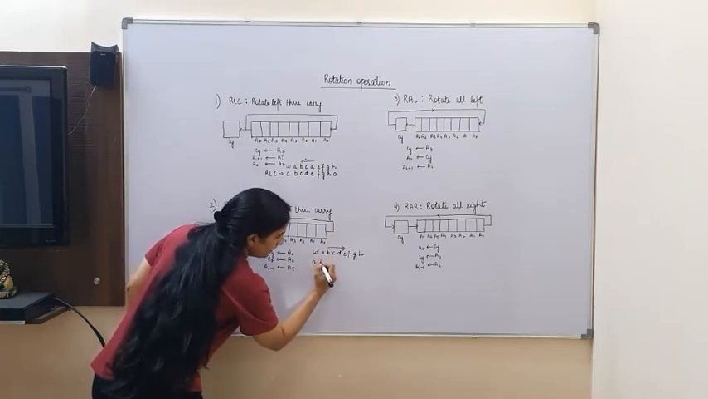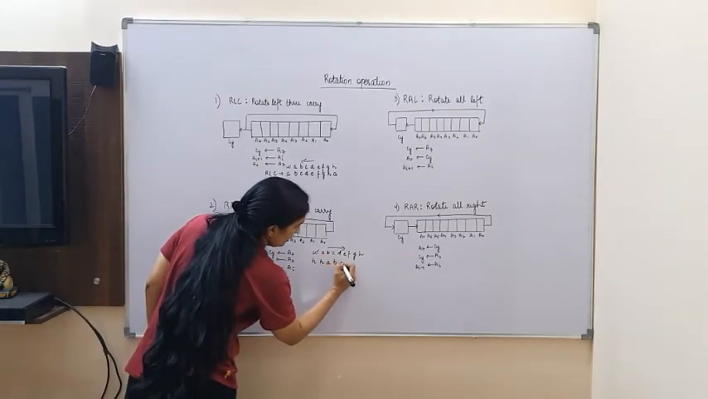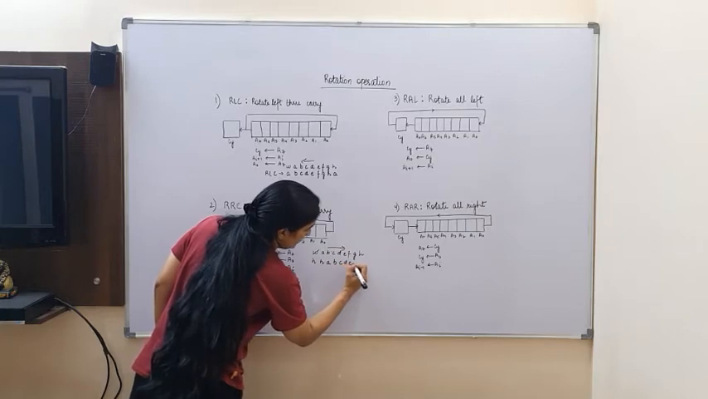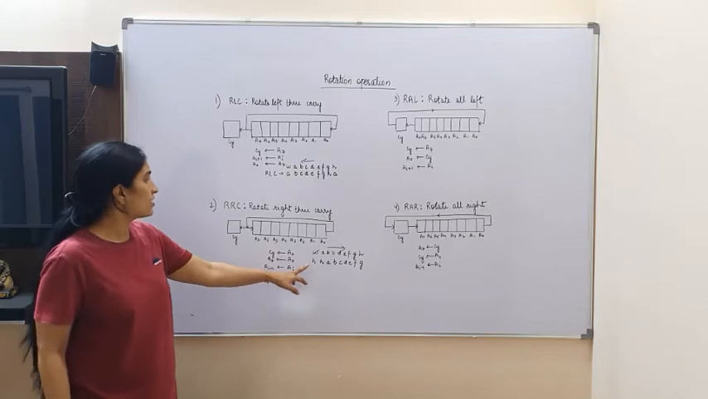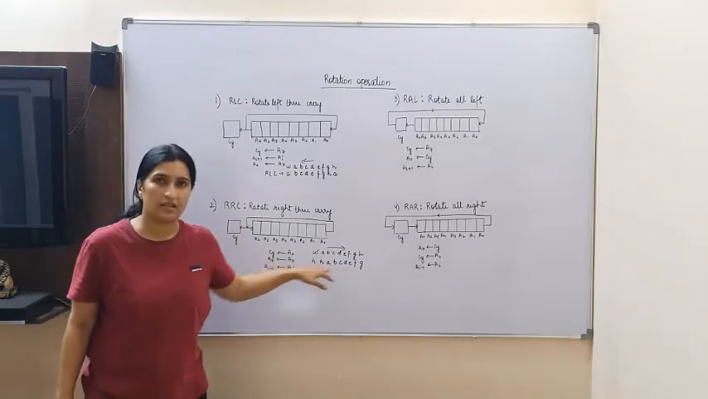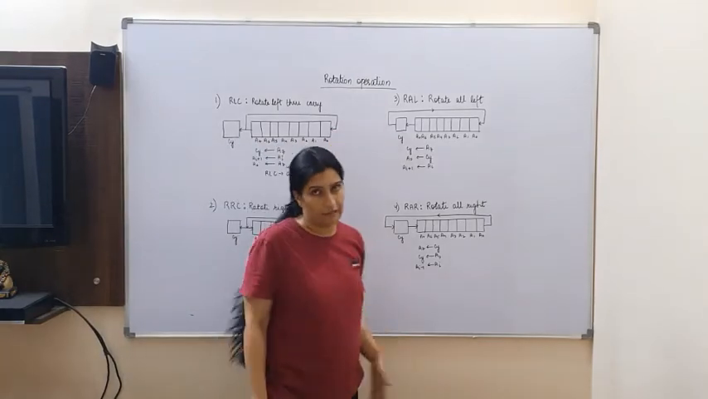A will be, in place of A we will get H. A will move here. B, C, D, E, F, G. So after RRC, what do we get? This content. Okay. Now we are moving on to rotate all left.